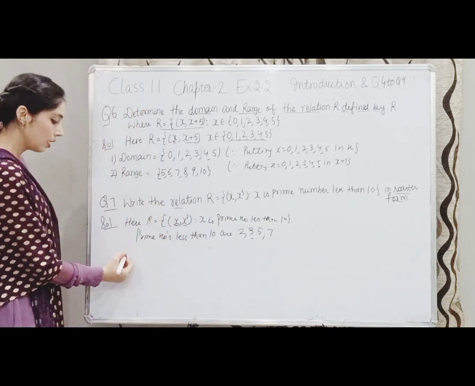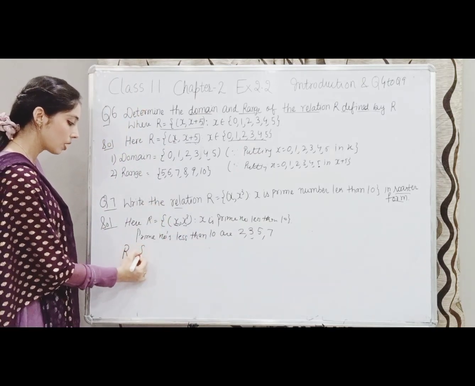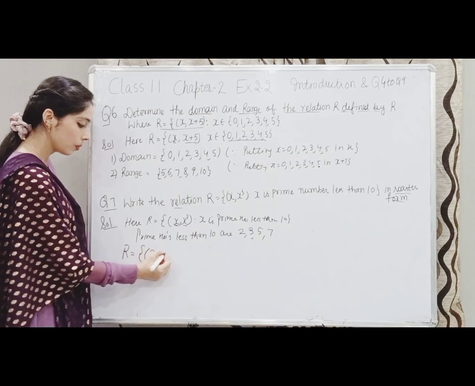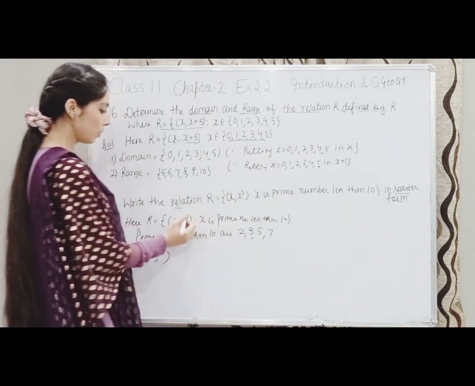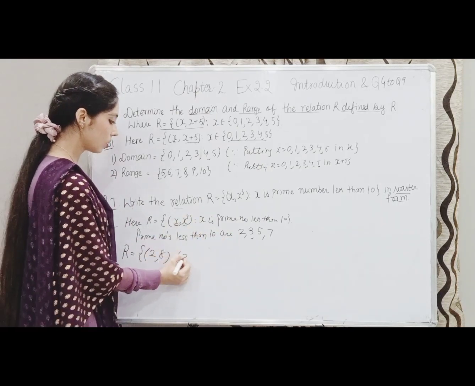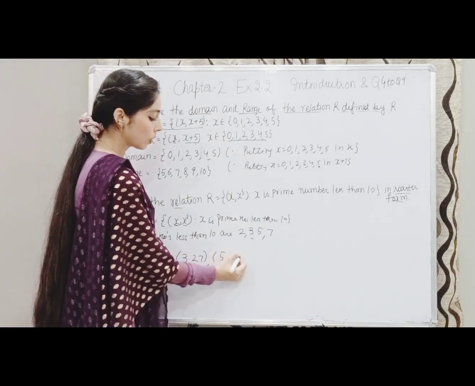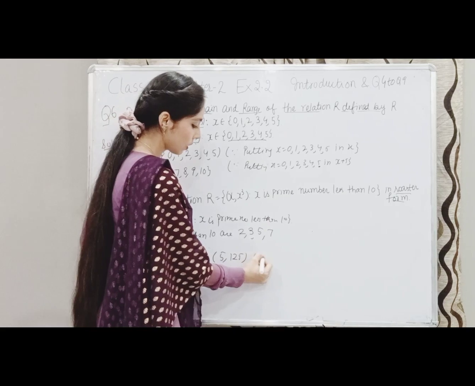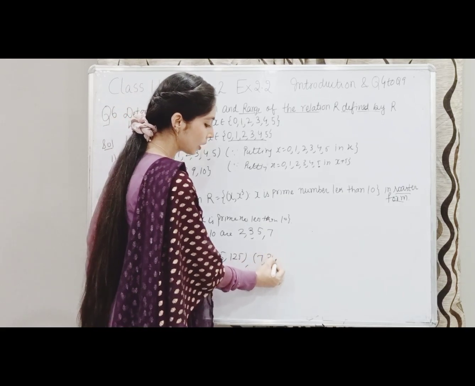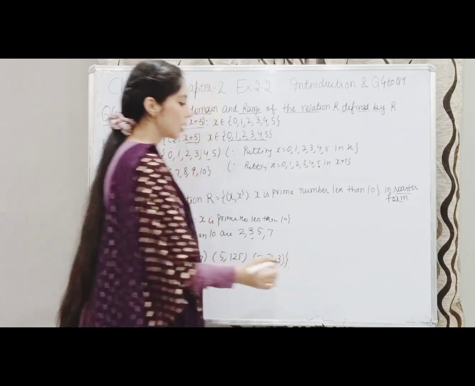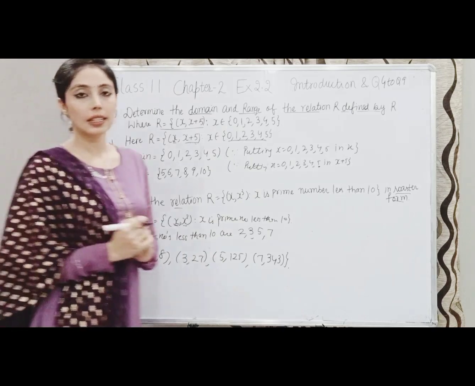Okay. So in the relation we have 2 cube will be 8, next will be 3 cube will be 27, next will be 5 cube will be 125, next will be 7 cube will be 343. This is the roster form of this relation.